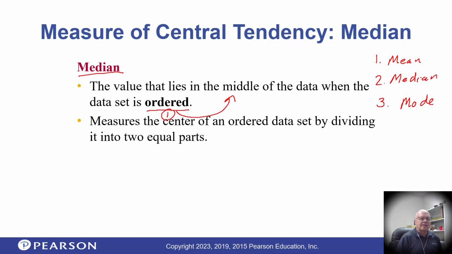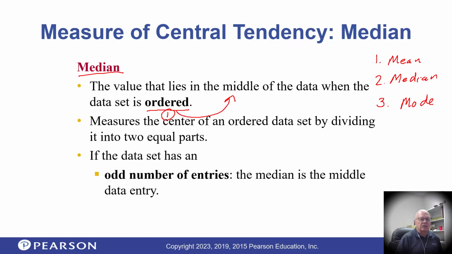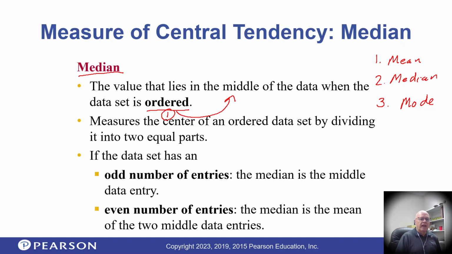It actually divides it into two parts, a lower part and an upper part. If you've got an odd number of entries, let's say there are 5 data items, the median is the one right in the middle. In the case of 5 data items, it would be number 3 in the list. Of course, that's after they're ordered. If it's an even number and you think, oh, there's no one really in the middle, well, you take the 2 middle items and you take the average of them.